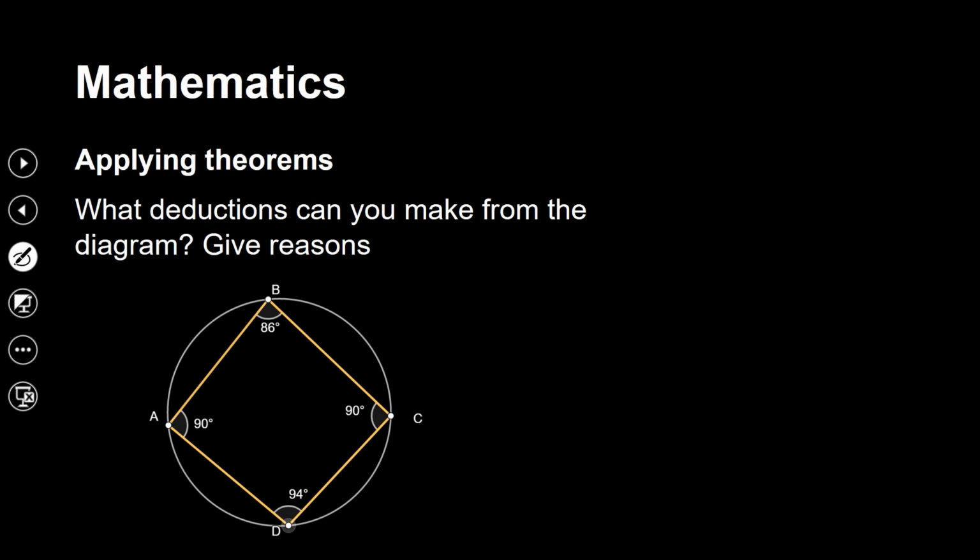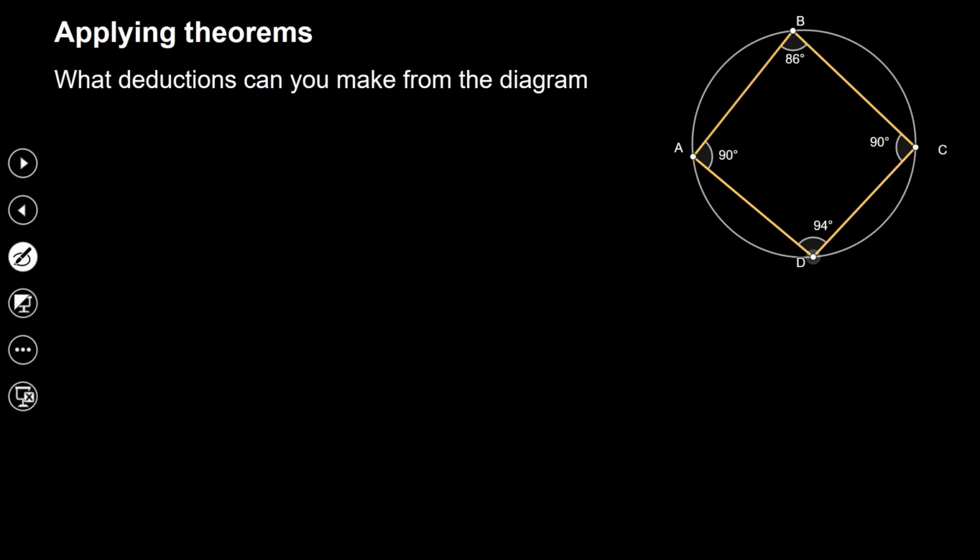When we are applying these theorems, I want you to think about what deductions you can make from this diagram. You also need to give me reasons why you are claiming what you are claiming. Remember, we do not do something because it looks like it or because we think it is it, without having proof or a foundation. That's why we start with these theorems and then apply them later on. So what deductions can we draw from this?